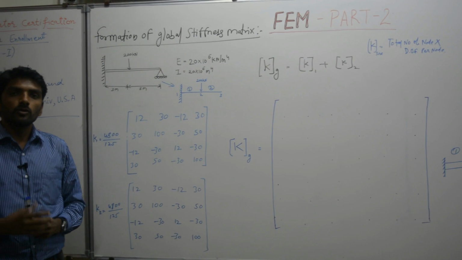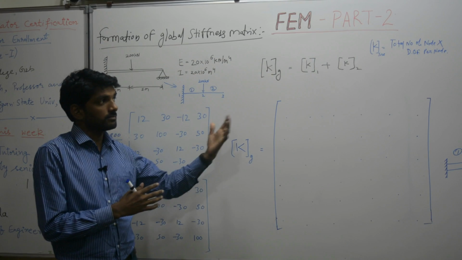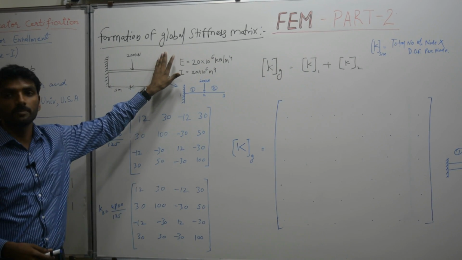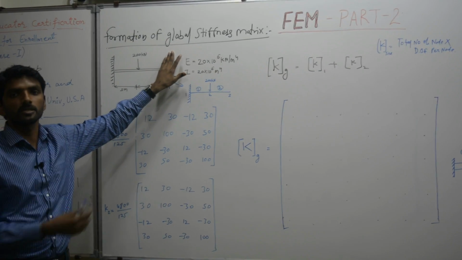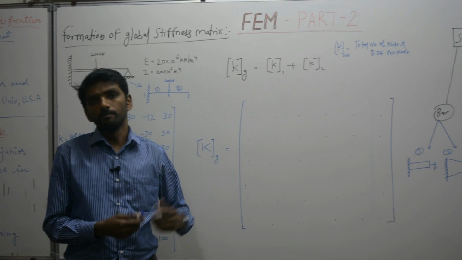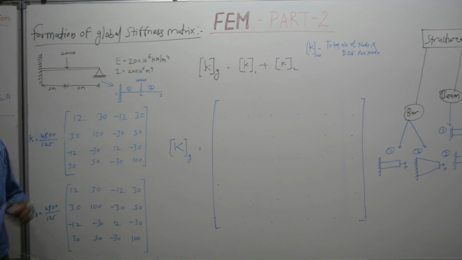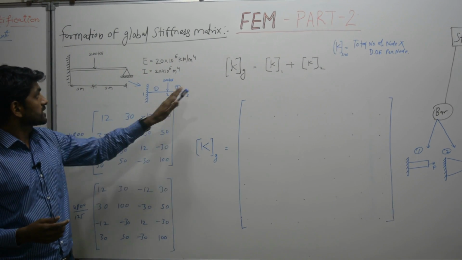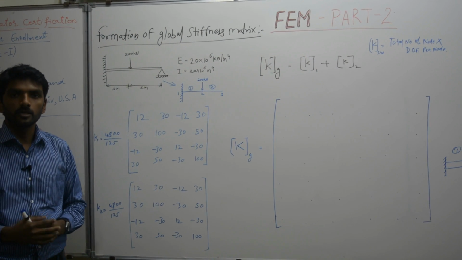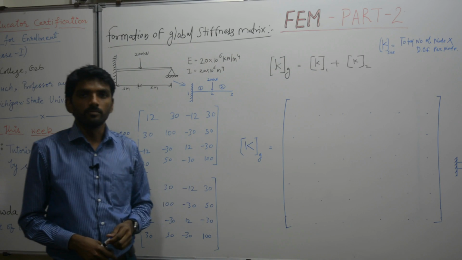Now there are 2 or 3 basic issues which especially UG students regularly face, especially while assembling or forming the global stiffness matrix, and secondly while applying the boundary conditions. May it be structural issues or thermal issues. In today's part 2 lecture, I am going to cover how to formulate the global stiffness matrix for a given problem, especially the structural problem.